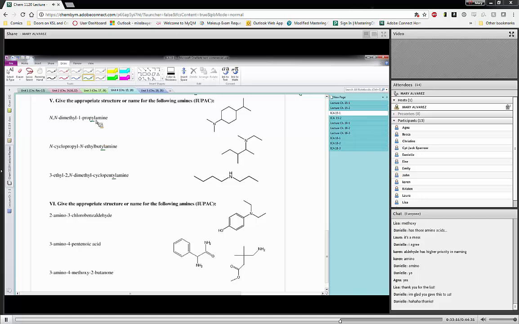Okay, so here we go. Propylamine, 1, 2, 3. This tells you the amine group is on the 1 position. And then two methyl groups on the nitrogen. So note that I waited to put hydrogen until I saw how many it needed, which in this case was none.